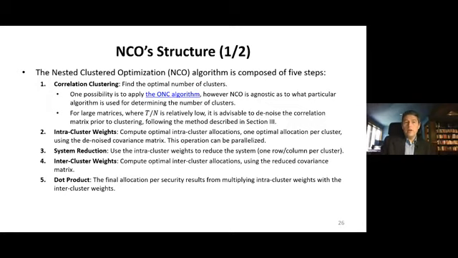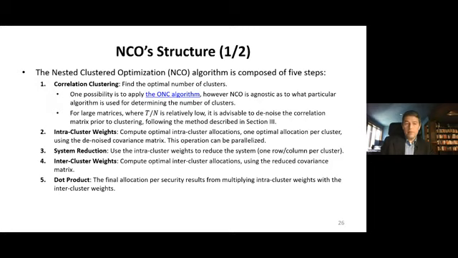Given that, the second step is that we are going to optimize each cluster separately. If we have K clusters, we will optimize clusters 1 to K separately. This task can be parallelized, can be solved very quickly. And each of these optimizations will take much less time than optimizing the overall portfolio. Why? Because the system is much smaller.